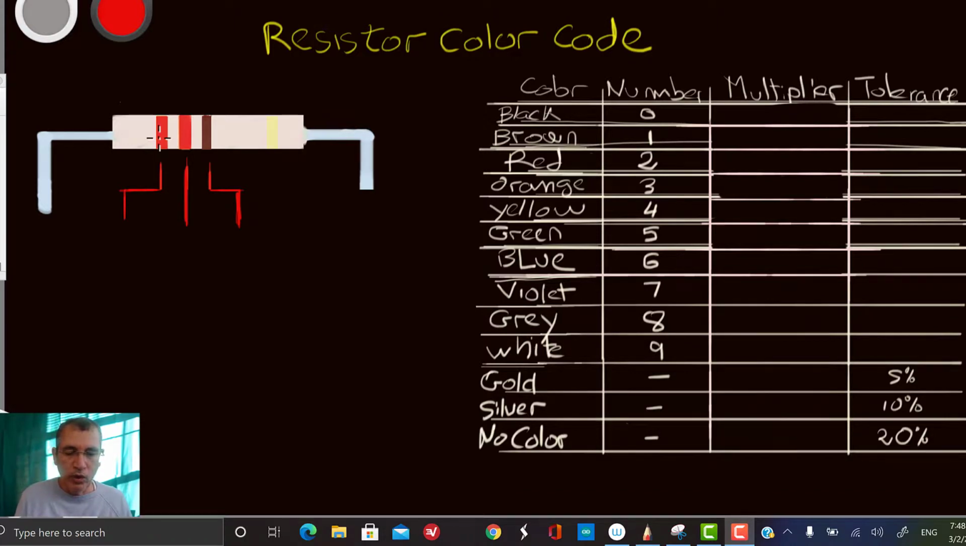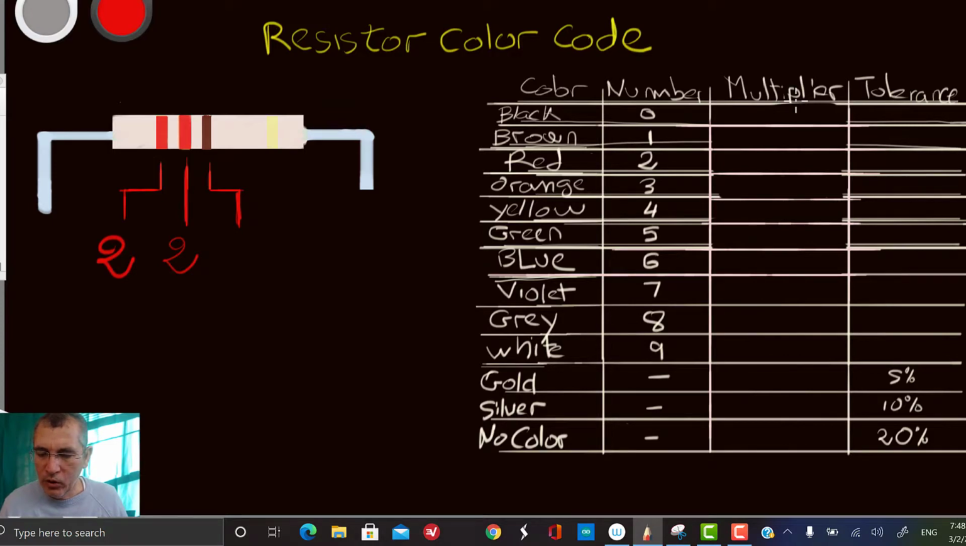For this one, you read from left to right. The first color is red, and I look it up: red is number 2, so I put number 2 here. The second color is red again, so again number 2, and I write down number 2. The third color is brown. Let's look it up: brown is number 1. The third band is the multiplier, like you see here.